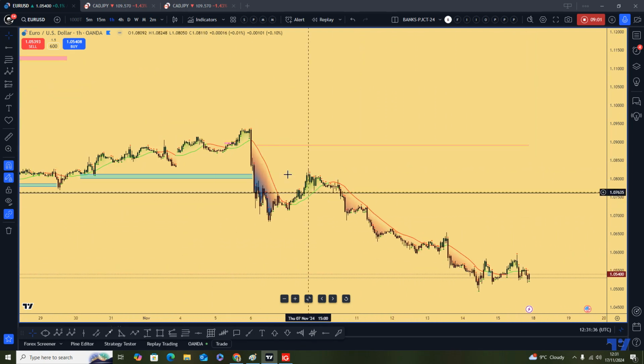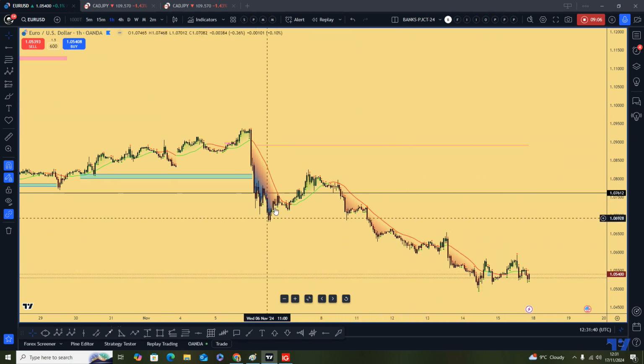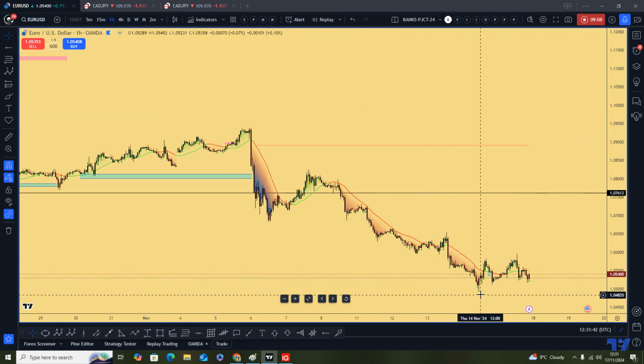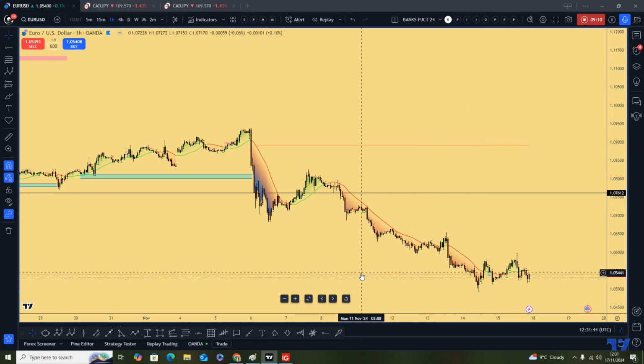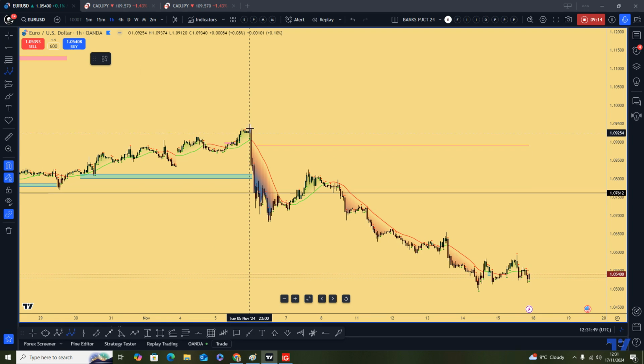This thing is making a series of lower lows and lower highs. So we count the wave 0, 1, 2, 3, 4, and 5. So we are at the low as well. So the dollar pairs are behaving the same way.